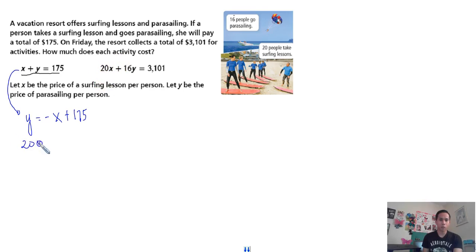And then I'll get this one. So we have 20x plus 16y is equal to 3,101. So I'm going to plug in the value of y. I highlight that with green. I'm going to plug that in. So what will happen is we have 20x plus 16, and then the value of y is negative x plus 175, is equal to 3101.